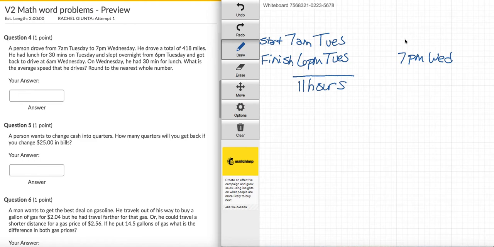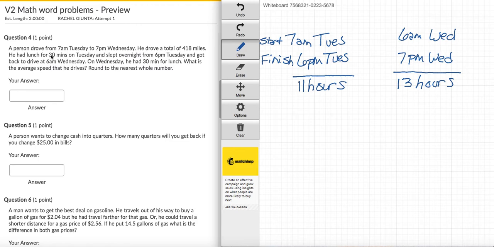Then he got back to driving at 6 a.m. Wednesday. So in this case, if he had driven from 6 a.m. to 6 p.m., that would have been 12 hours, but he drove 1 more hour beyond that. So that was a total of 13 hours that he drove on Wednesday.